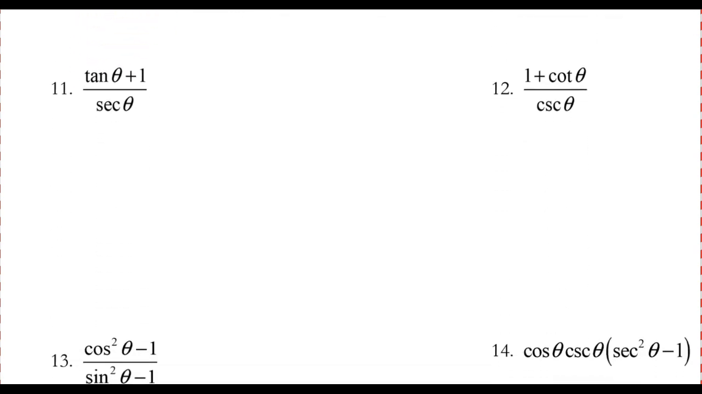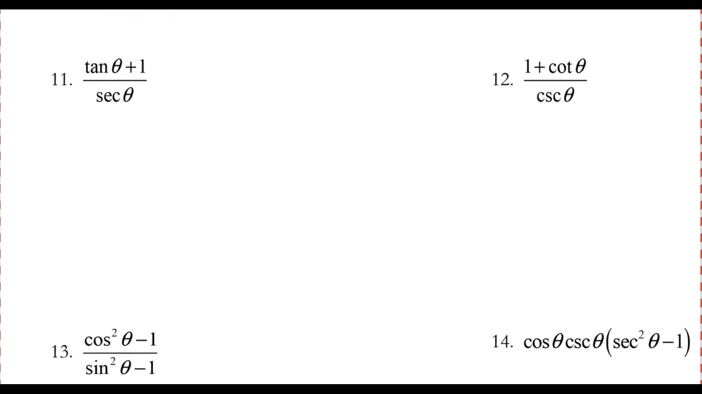Moving up to the next one, this one looks like it might be a little bit trickier. Don't see any obvious trig identities per se, but tangent is sine over cosine and secant is 1 over cosine. So let's replace tangent with sine of theta over cosine of theta. And let's replace secant with 1 over cosine of theta. Now, in this form, we can see that we could multiply everything by cosine in the numerator and denominator.